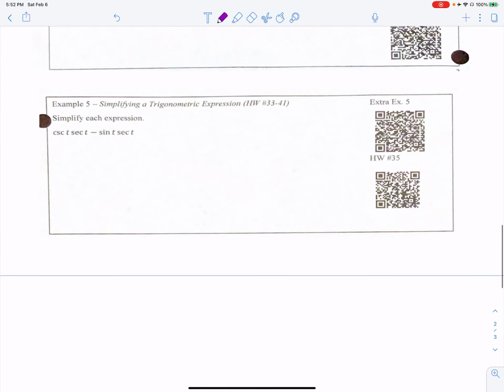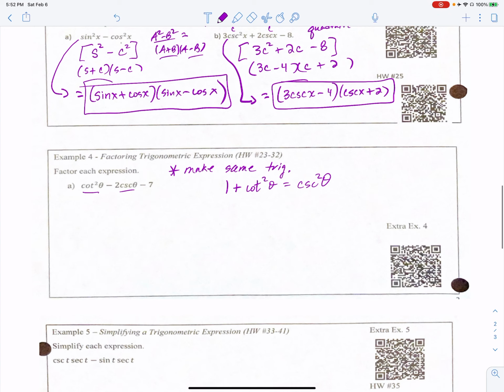I can then choose to solve this for cotangent squared by subtracting 1. Then cotangent squared theta is equal to cosecant squared theta minus 1, meaning I can replace cotangent squared theta with this cosecant squared theta minus 1. And that's what I'm going to do. I am going to replace cotangent squared theta with cosecant squared theta minus 1.